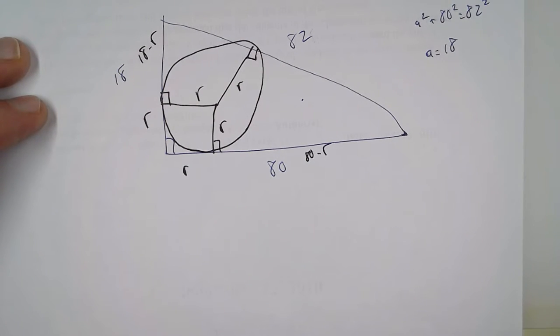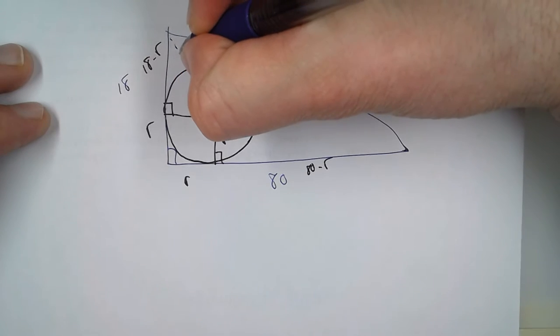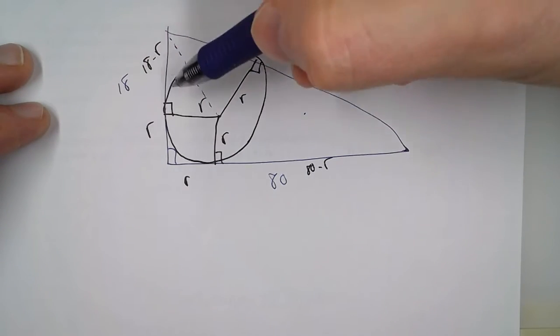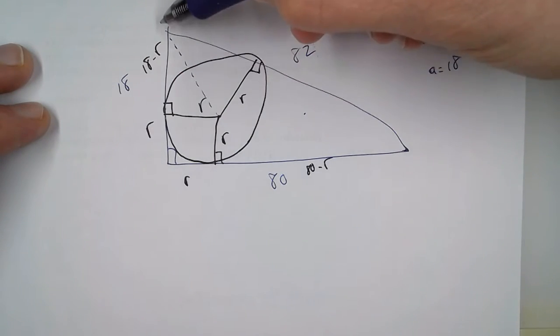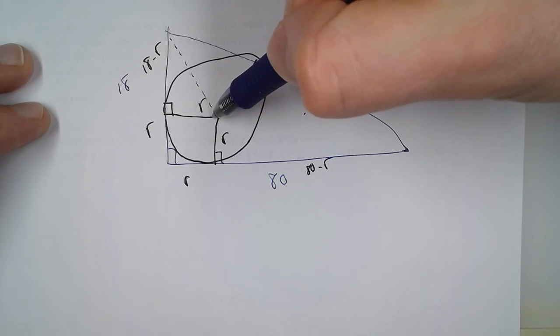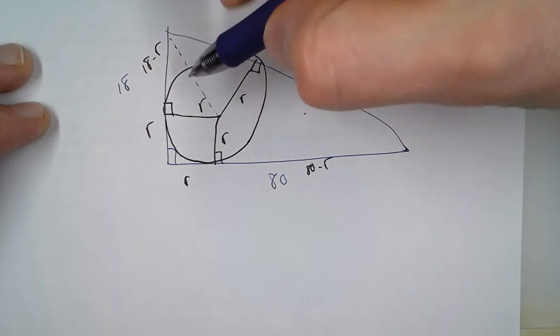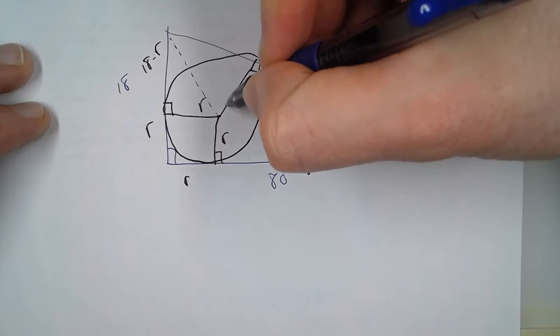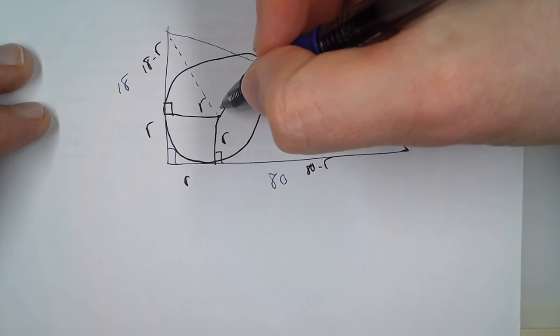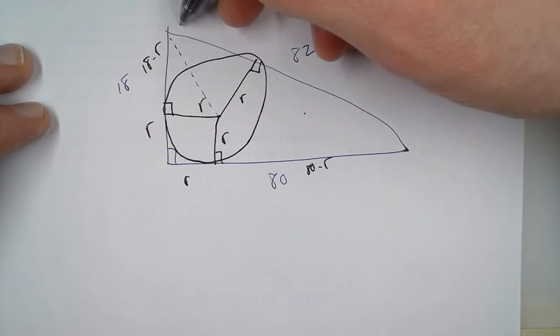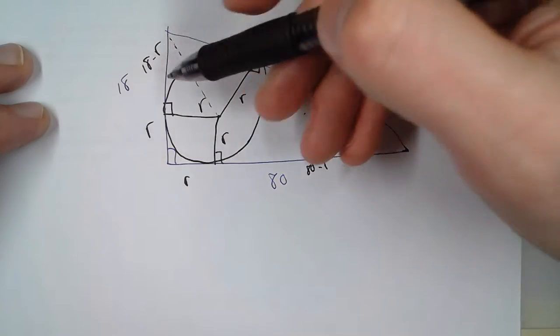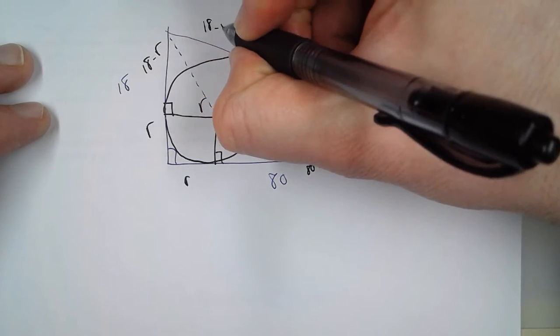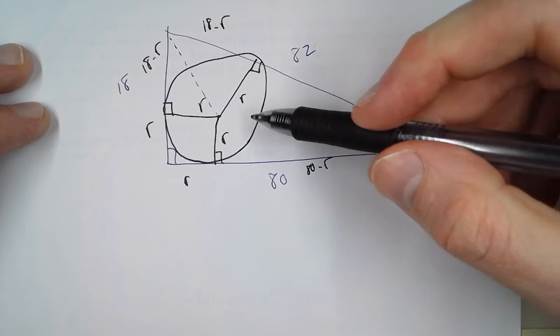Now, looking up here, if I were to draw this dotted line, what we'd have is this right triangle right here. And we have r and 18 minus r. Over here, we have another right triangle with r and the same hypotenuse. And so therefore, this leg has to be the same as this leg. So that means this is 18 minus r. And the same thing goes true over here.